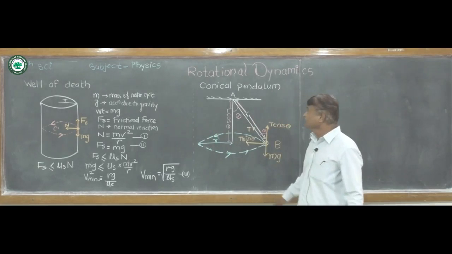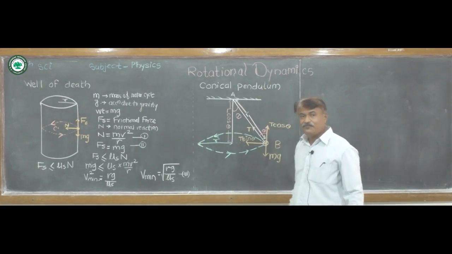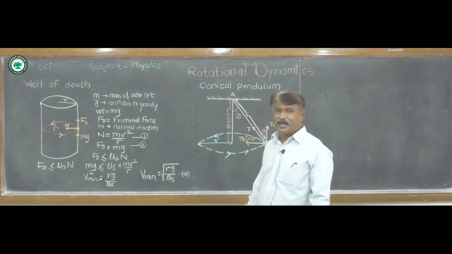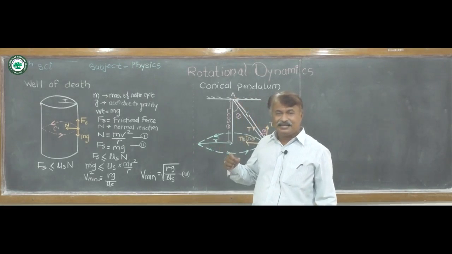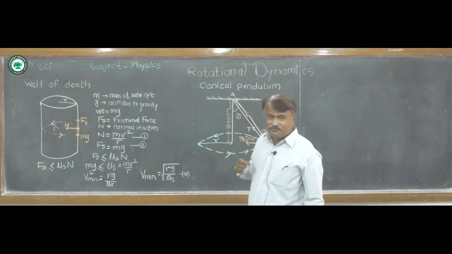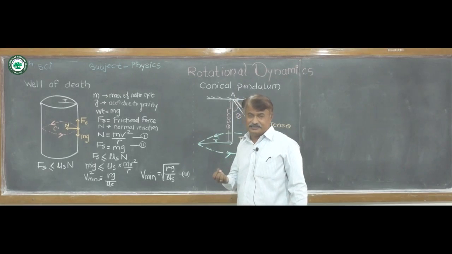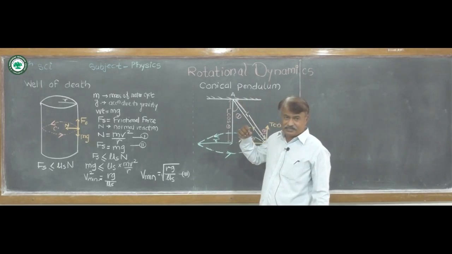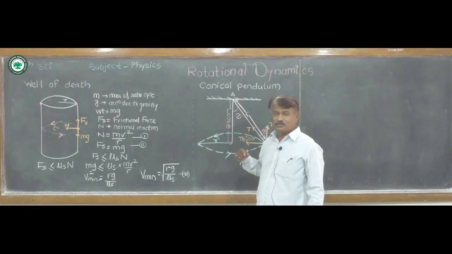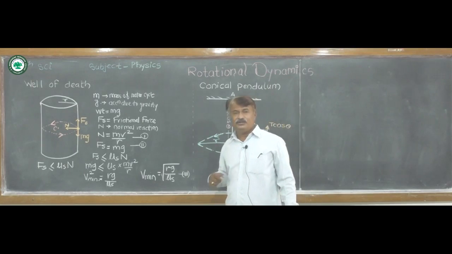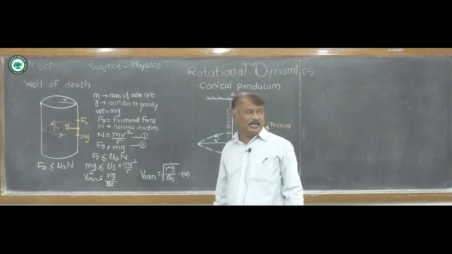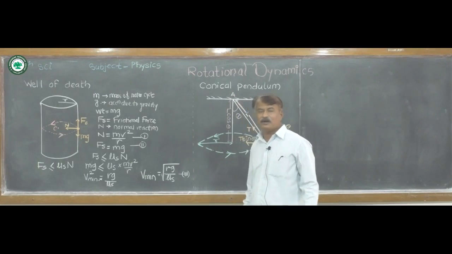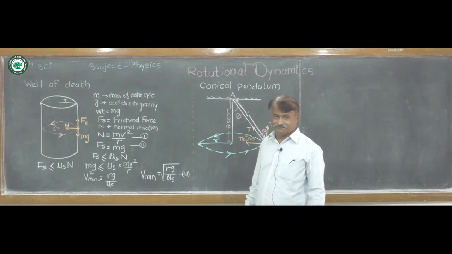Now we have to study another application, the conical pendulum. First of all, what is a conical pendulum? Everybody is familiar with the simple pendulum. In a simple pendulum, we take a light weightless inextensible string. To one end of the string we connect a heavy sphere, and the other end is connected to a rigid support, and when the bob moves to and fro, it is called a simple pendulum. The definition of a simple pendulum is a heavy sphere suspended from a rigid support by means of a weightless inextensible string.